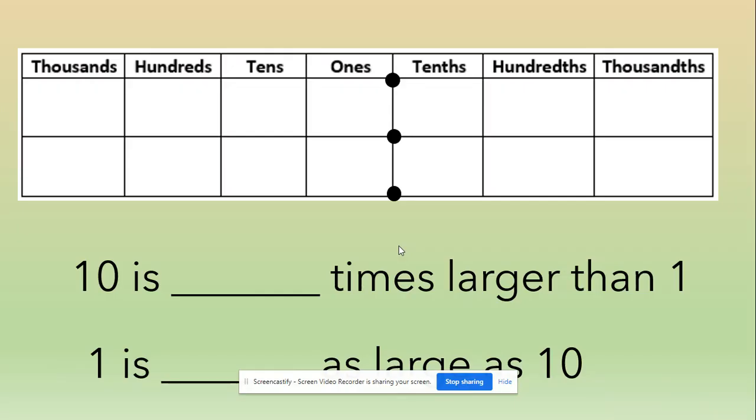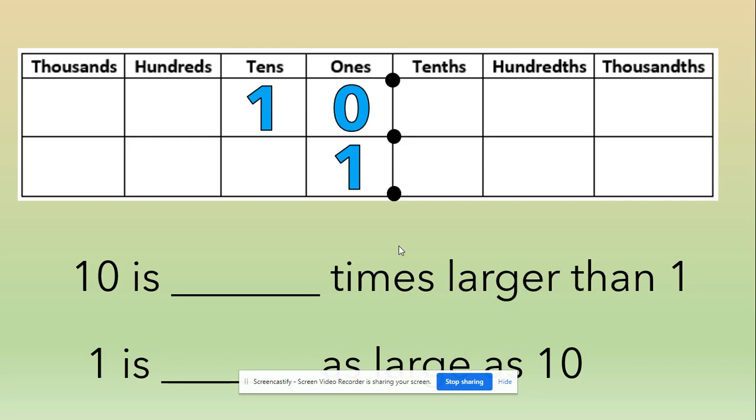Let's use this information to compare numbers. We're going to fill in the blank here: 10 is blank times larger than 1. Let's start by putting these numbers into the place value chart. We're going to put 10 into our place value chart by putting the 1 in the tens place and 0 in the ones place. And the 1 in the number 1 is going into the ones place. What I like to do is pick one digit to compare. Let's compare the 1.